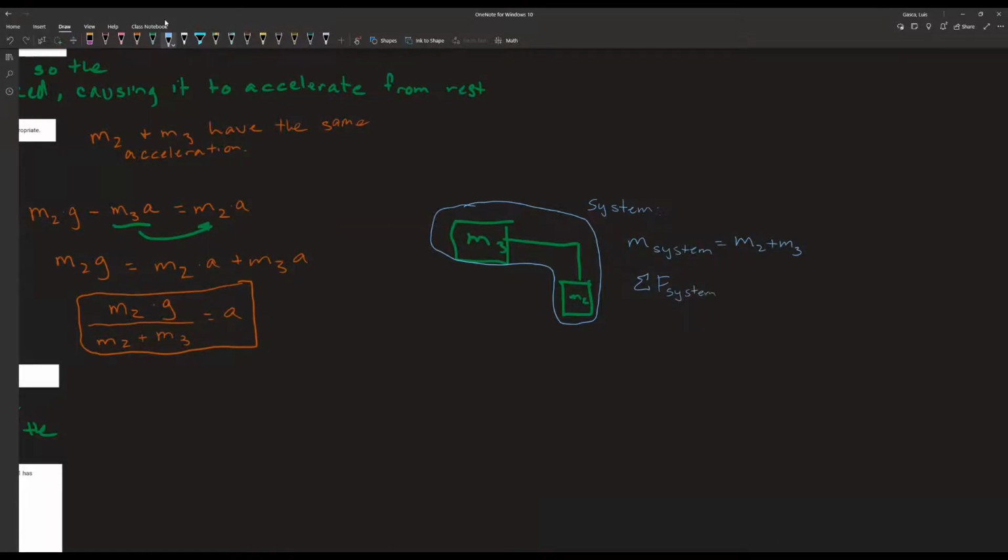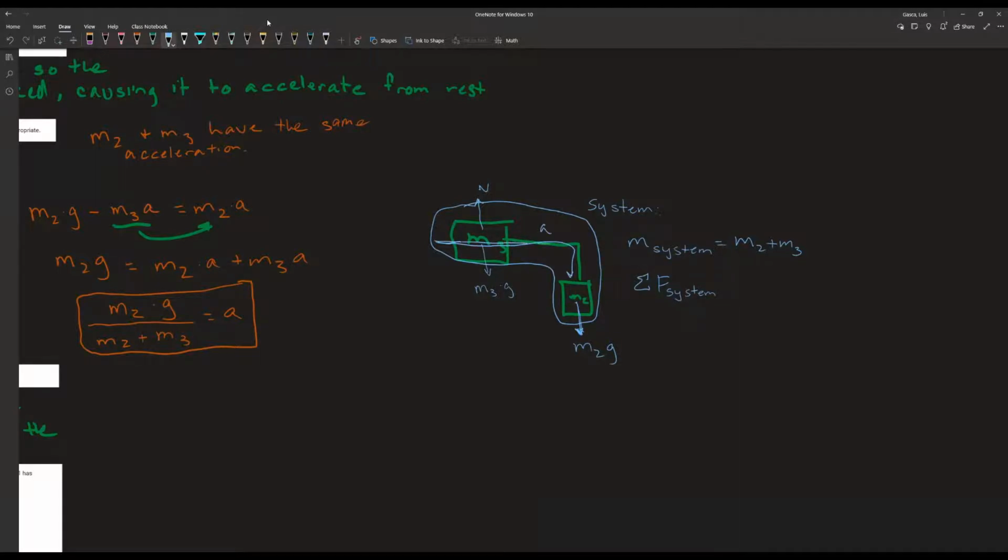These two blocks together make an open system where the net force is the weight of block 2. So this would be M2G. There's one force at this end of the blob, and that's the weight of block 2. Now here, there's definitely a normal force and a weight from M3, but we only consider the forces on the system in the direction of the acceleration, and the acceleration is going to be along this direction here.